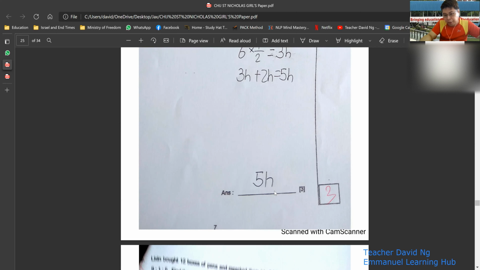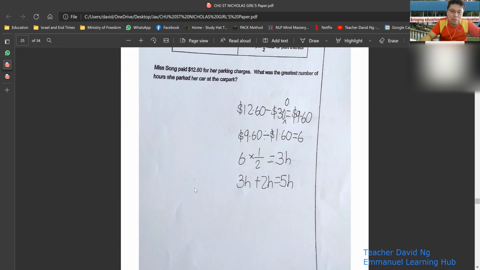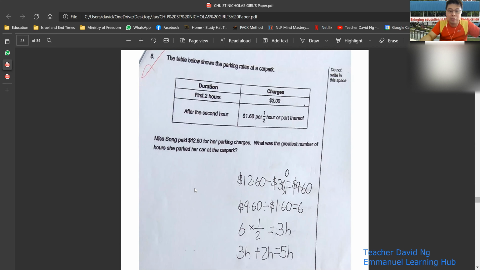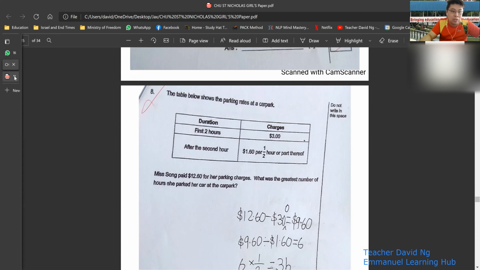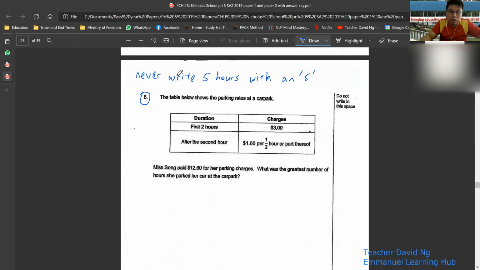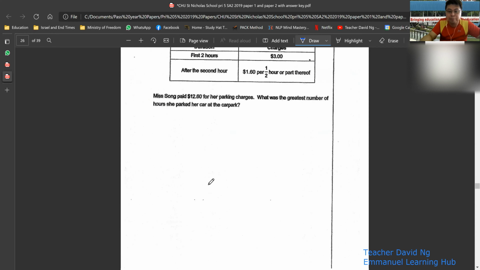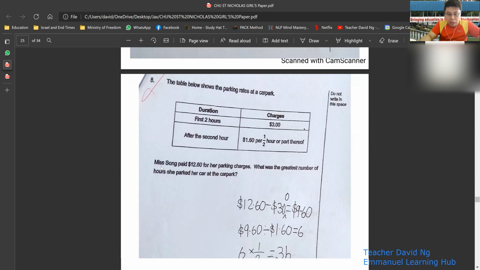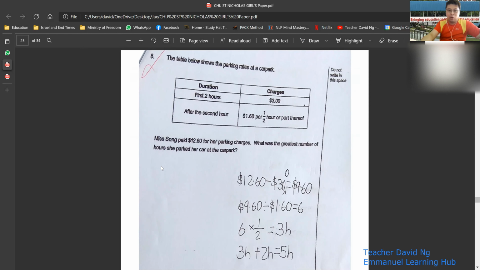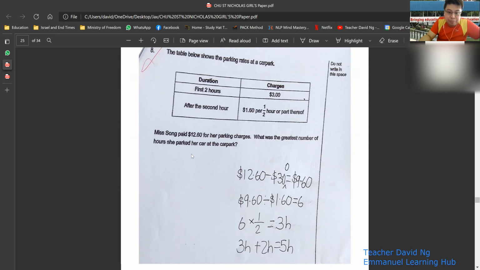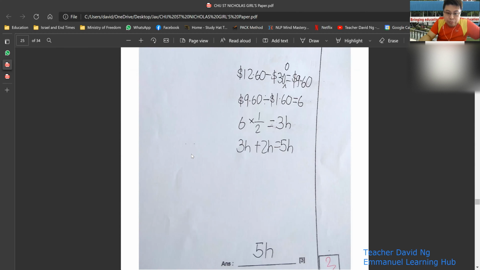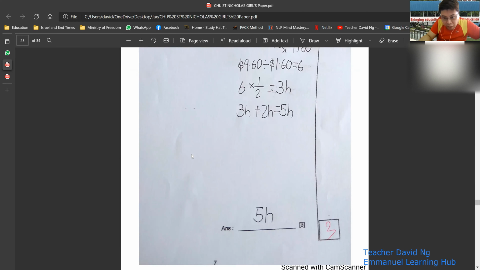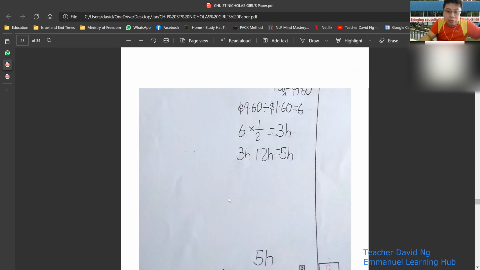The marker might minus 1 mark. I'll let you know. So be careful, this kind of thing. You got the correct answer, 5 hours. Never write 5 hour without an S. That's what I meant. Although it's a math paper, some markers are very, I don't know how to describe that kind of marker. They penalize your English in a math paper. For me, I won't do that kind of thing, but there are such markers, they'll penalize your English in a math paper.